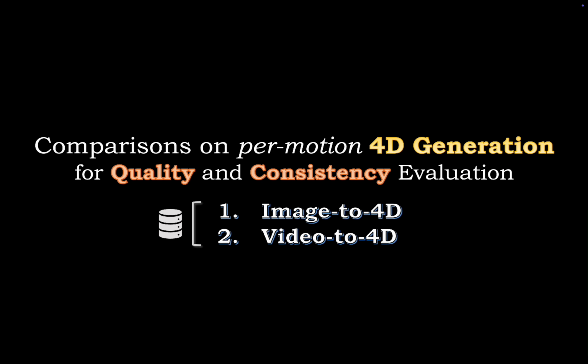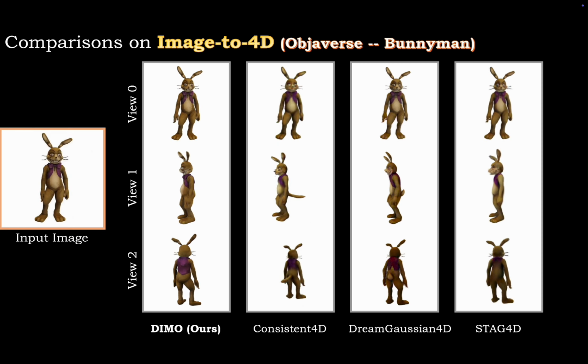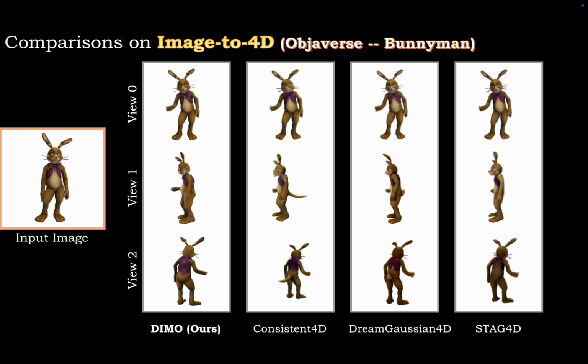We also evaluate the 4D generation quality by comparing on image to 4D and video to 4D setting. Our DIMO can generate high-quality, detailed 4D content and is faithful to the input image. Our DIMO also shows smooth and consistent rendering results compared to the baseline.